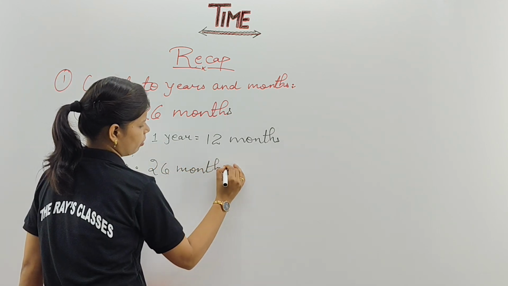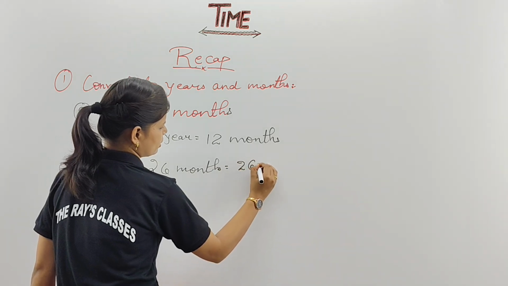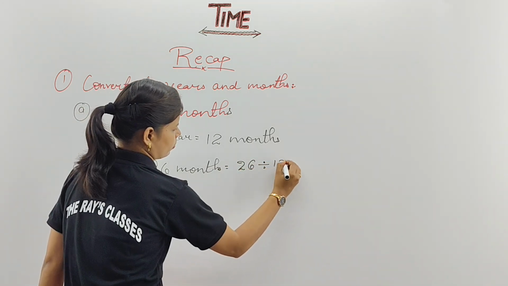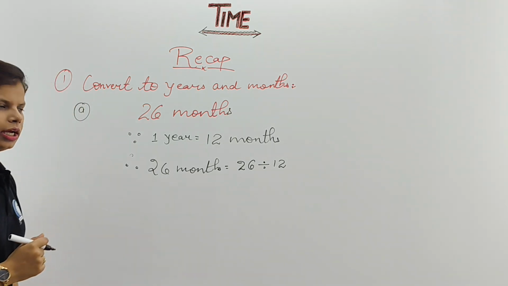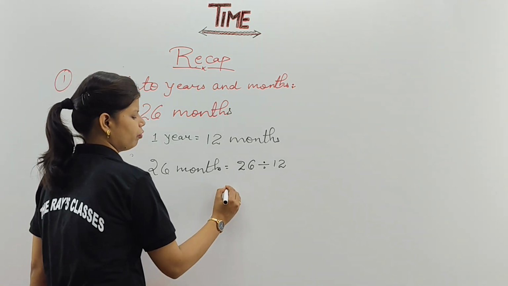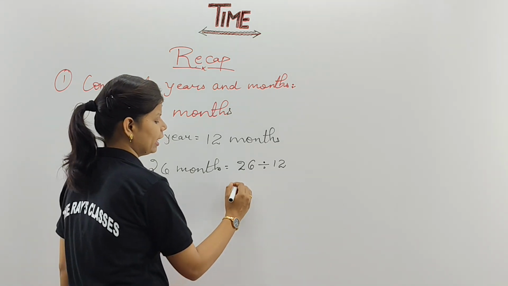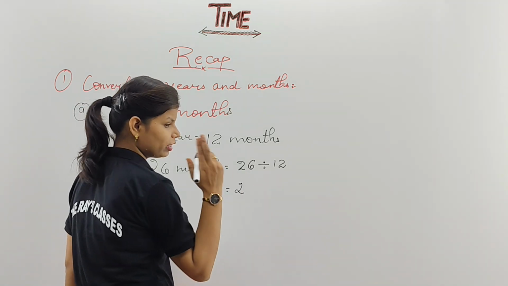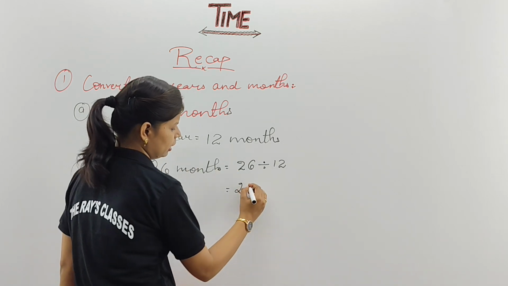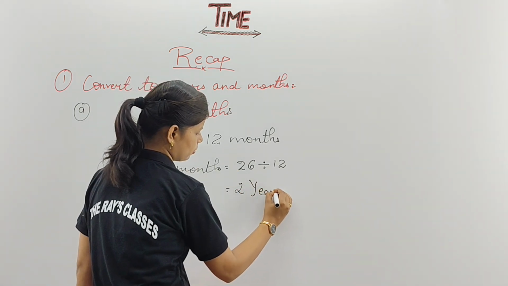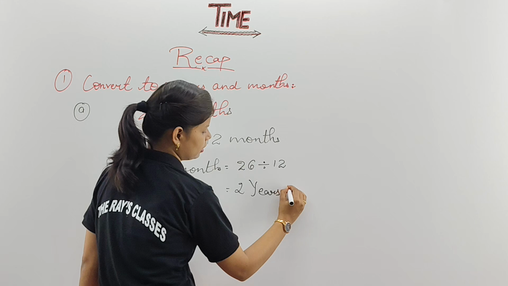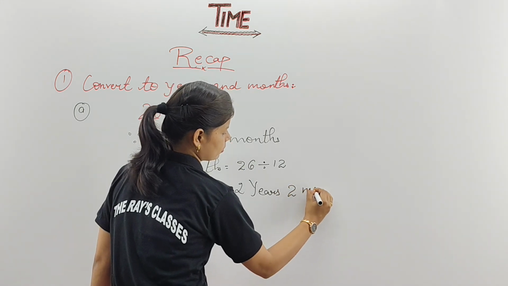To convert the smaller unit to the bigger one, you are going to divide 26 by 12. When you divide 26 by 12, what will you get? 12 twos are 24. You will get 2, and the remainder is 2, since 24 plus 2 is 26. So, 2 years and 2 months.